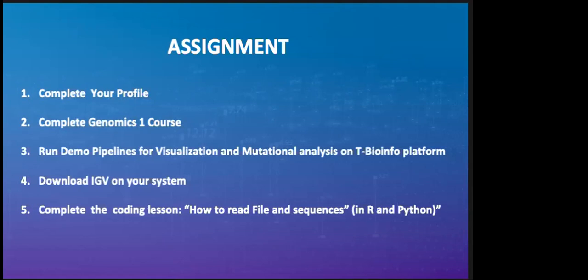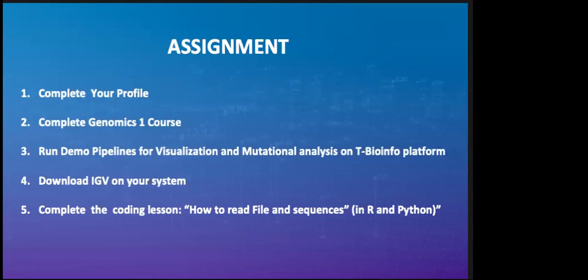Again, I implore that we should all please download IGV on our system, because it needs to be resident on the laptop. It's free. The links are available on the Genomics 1 course. Please avail yourself of that.